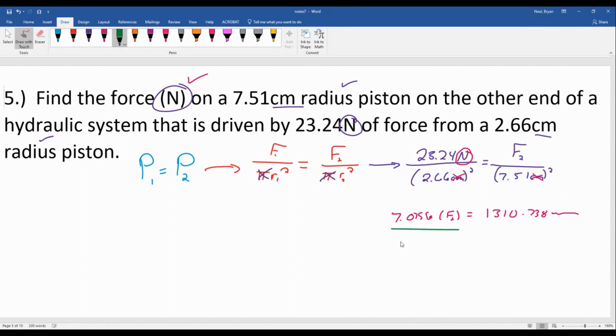We're looking for F, so if we divide by the 7.07 number that's in front of it, and then do the same thing to balance the other side, we will find that the second force is 185.25 newtons. So notice that it's 8 or 9 times bigger than what we had before.